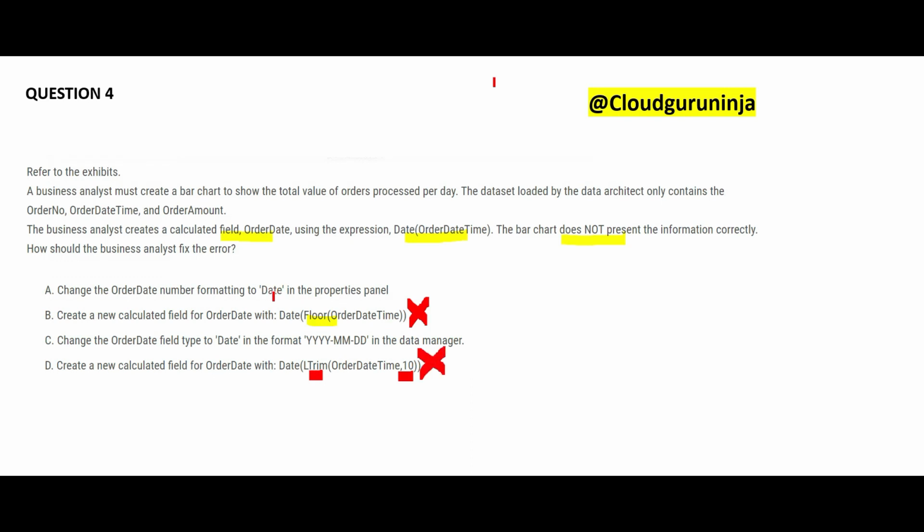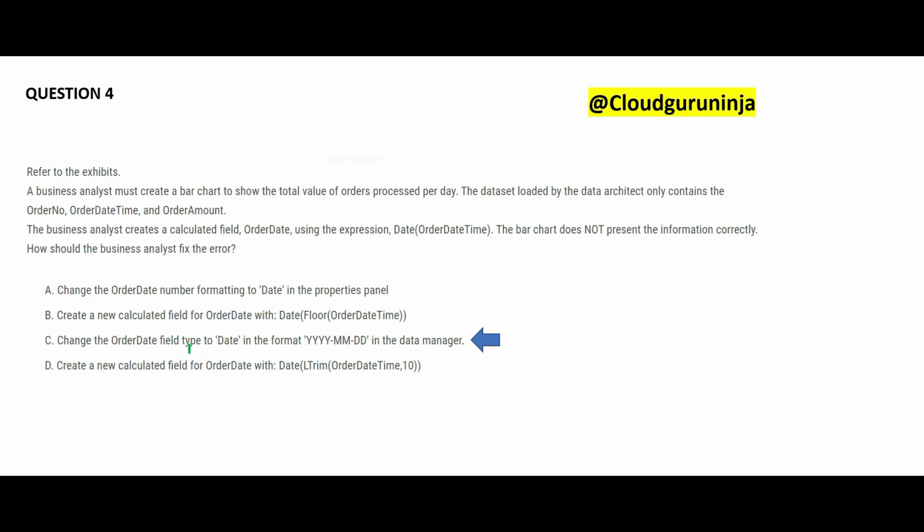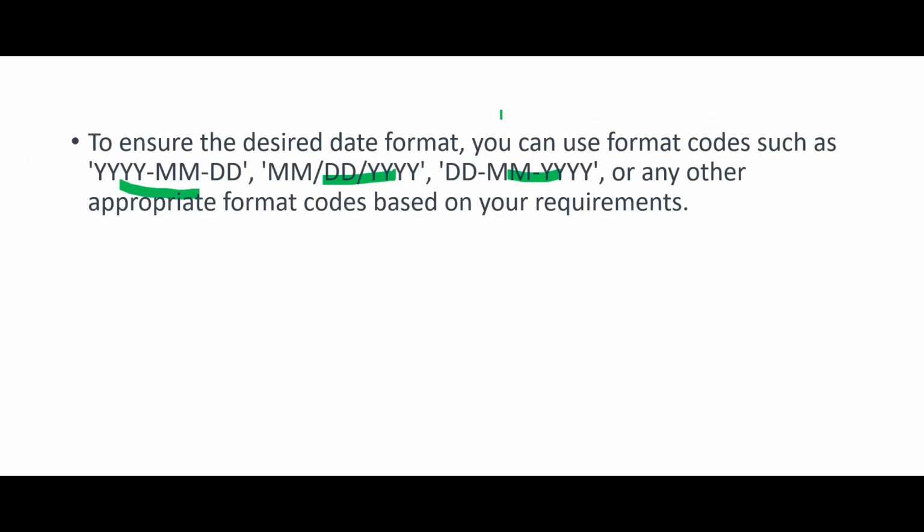Now A says change the order date number formatting. You have already used a calculated field on expression, and over top of it you want to change the number formatting. It will not work. You should change date formatting, not number formatting. Qlik says these are the date formats you should use. So we should change the field type to date in the format, this in the data manager. This suits this recommendation. These are the valid date formats.